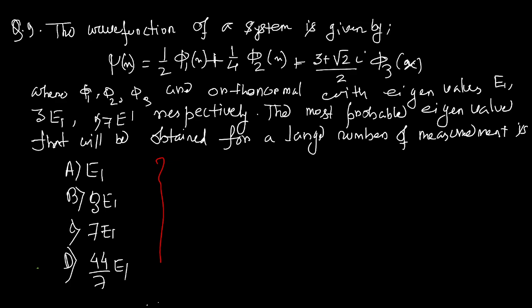Similarly, if a wave function is a superposition of bases, then when you do the measurement of the wave function, it will collapse to that wave function which has the maximum probability. So among these three wave functions, the one with maximum probability will correspond to the highest probable value in a large number of measurements.